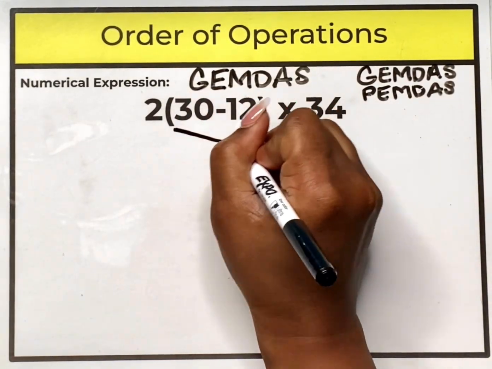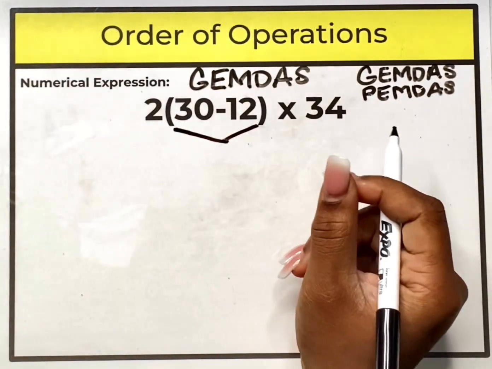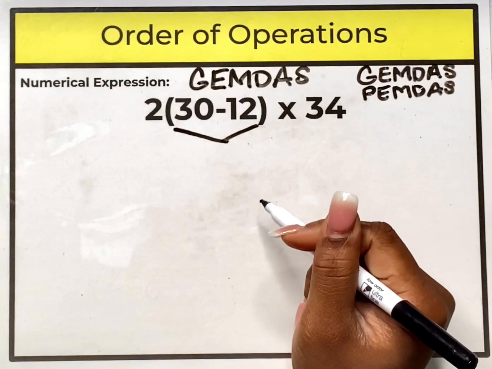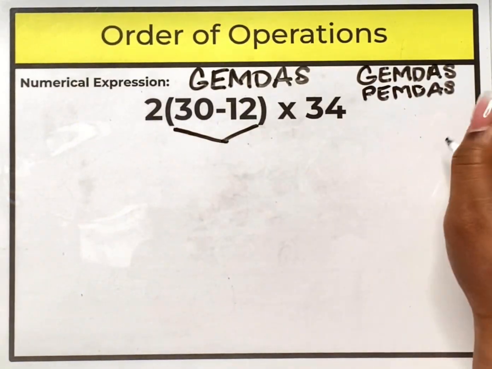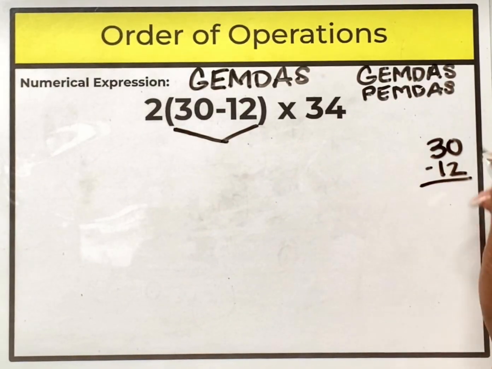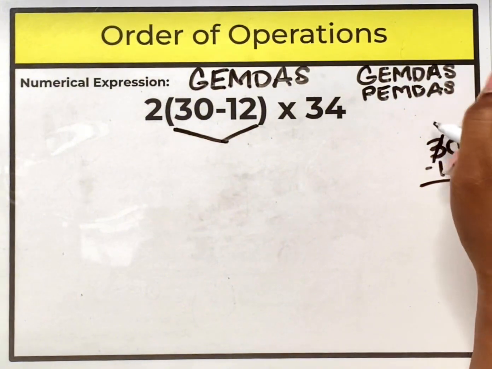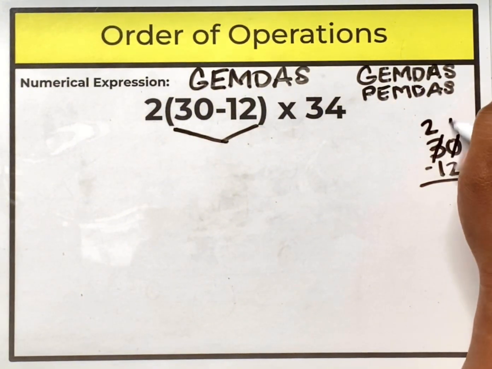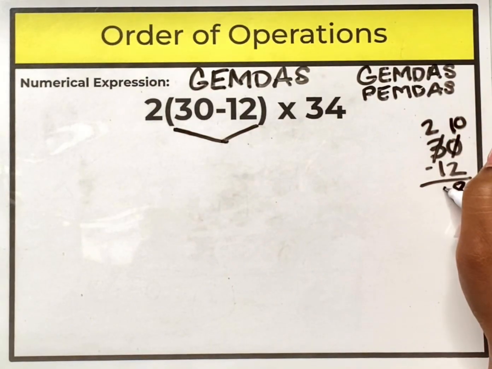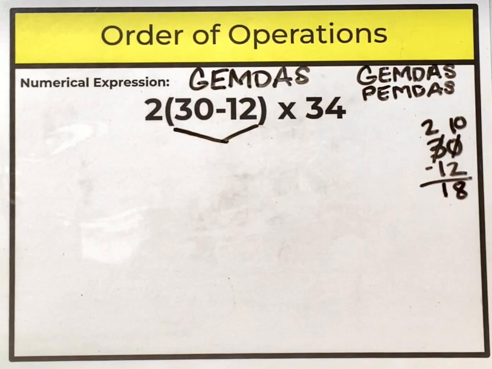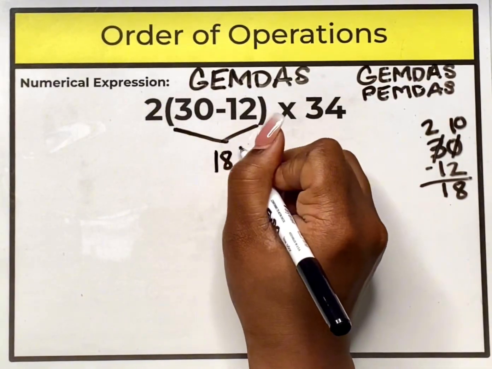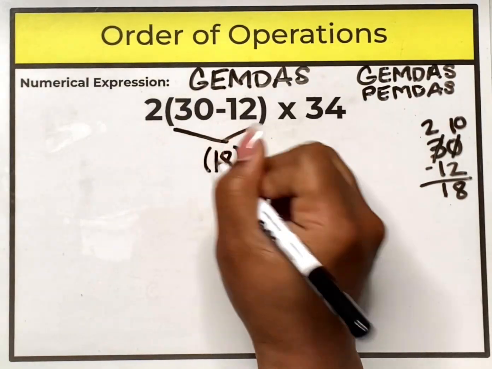We have parentheses. So let's make a little wide V, and let's solve only what's in this grouping symbol. 30 minus 12. Any computation we're going to do off to the side, okay? That became a 2, that became 10. 10 minus 2 is 8. 2 minus 1 is 1, 18. Okay, so now we're going to put 18 here. We're going to leave it in parentheses.